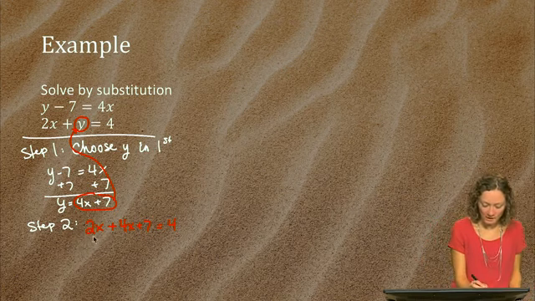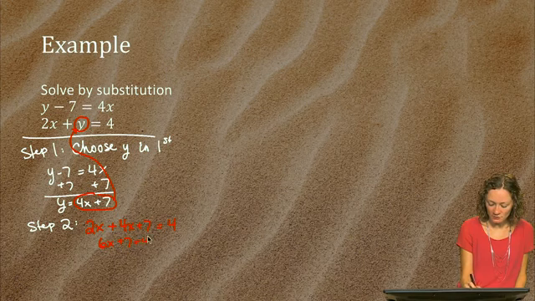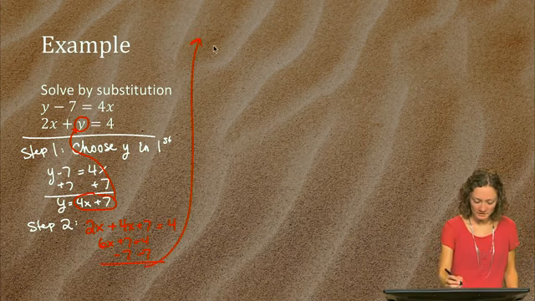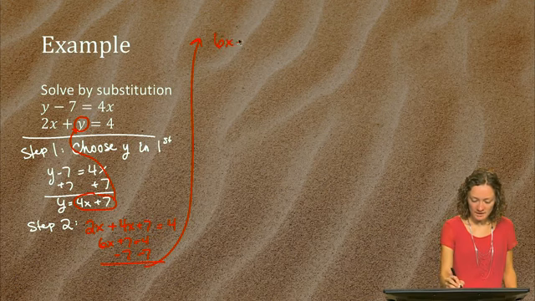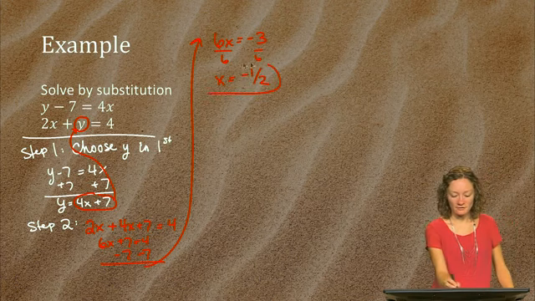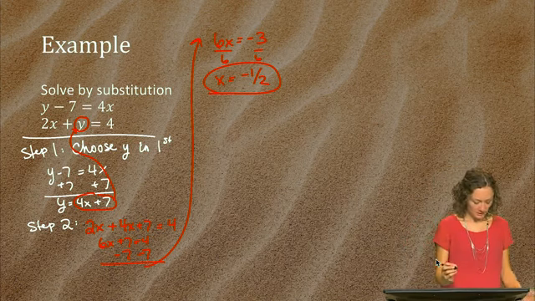Okay, continue on from here. So solve this. We have 6x plus 7 equals 4. Subtract 7. Let's bring this up here. We get 6x equals negative 3, divide by 6. X equals negative 1/2. There's one piece of our equation.